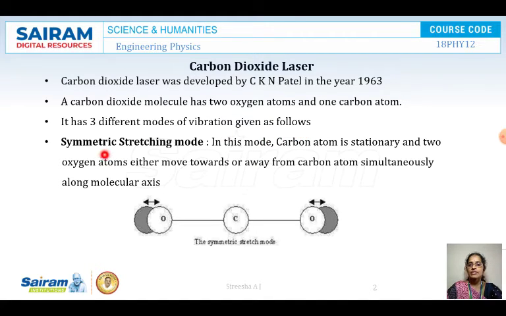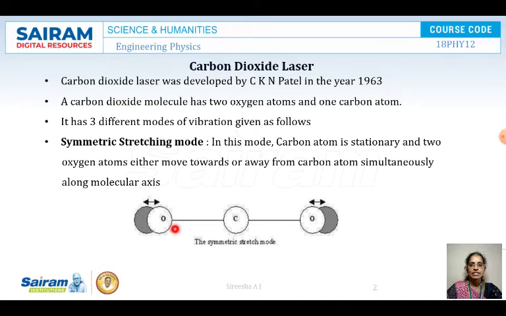Now we see what is a symmetric stretching mode. In a symmetric stretching mode, the CO2 molecule has a center carbon atom and on two sides you have an oxygen atom. All the three atoms are lying along a line called the molecular axis. In a symmetric stretching mode, the carbon atom is fixed and the two oxygen atoms either move away from the carbon atom or move towards the carbon atom.